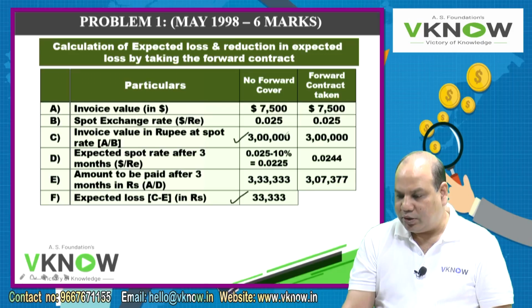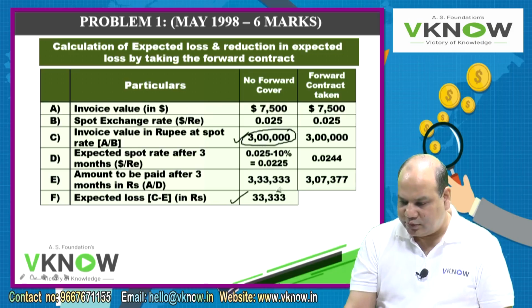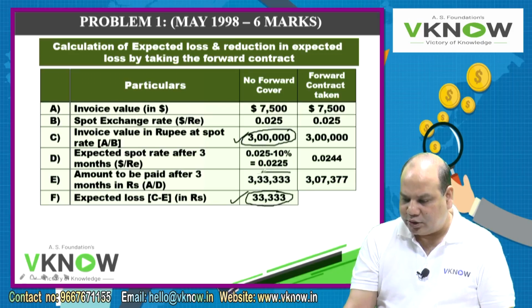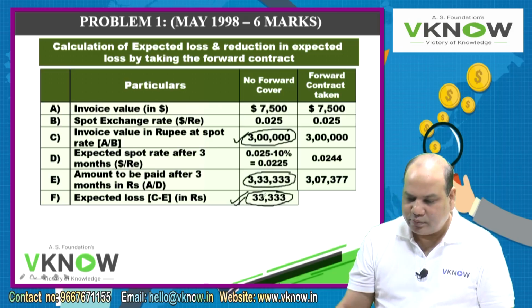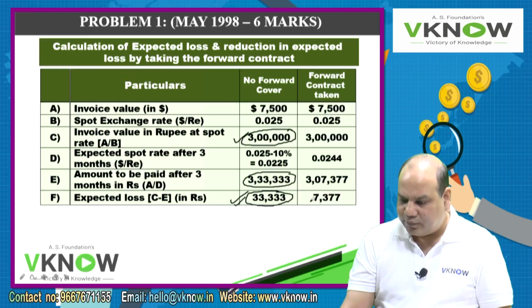C minus E in rupees. You would have paid 3 lakh, but because of change in exchange rate, you will pay 333, and therefore you will end up paying more, 33,333. This is what we can call transaction loss or expected loss. Similarly here, if I take a forward cover, of course I'll pay more, but my loss will be 7377.